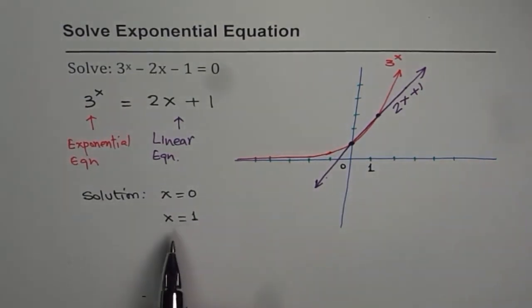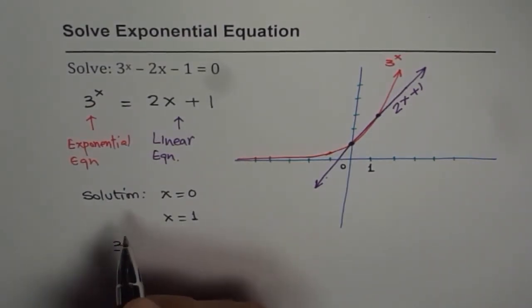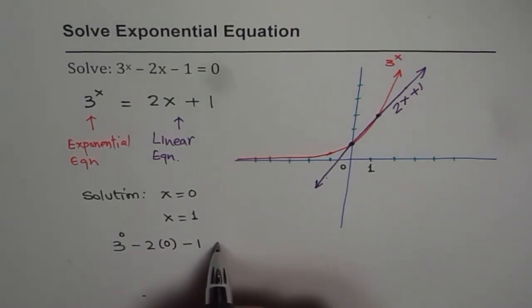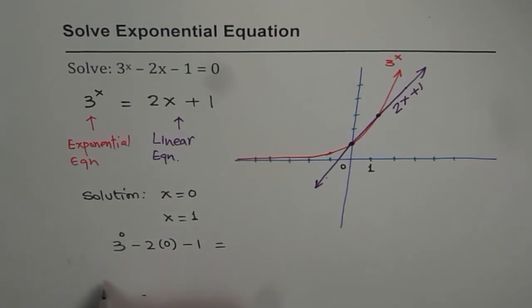You can check. If I put in our equation, which is 3 to the power of x, if I put 0 there, 3 to the power of 0 minus 2 times 0 minus 1. What do I get? 3 to the power of 0 is 1. Anything multiplied by 0 will be 0. 1 minus 1 is 0, correct? So that is the correct solution. So that's kind of a check, right?